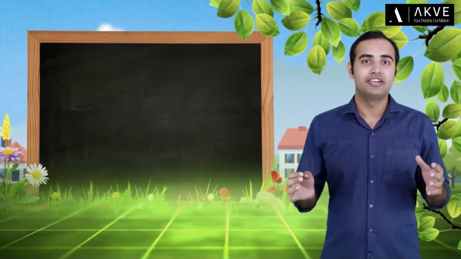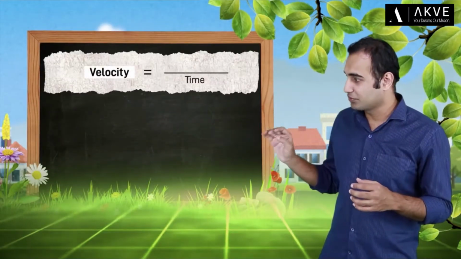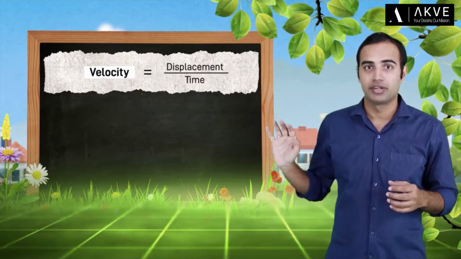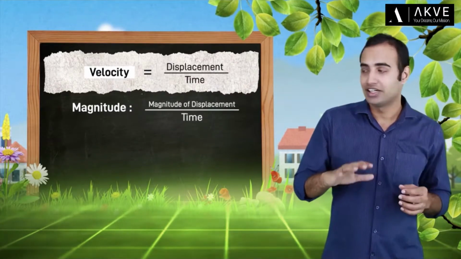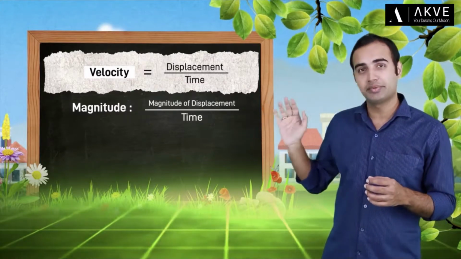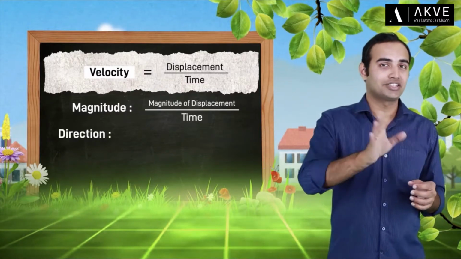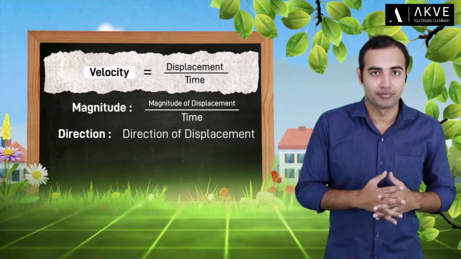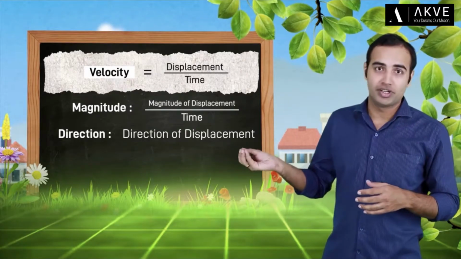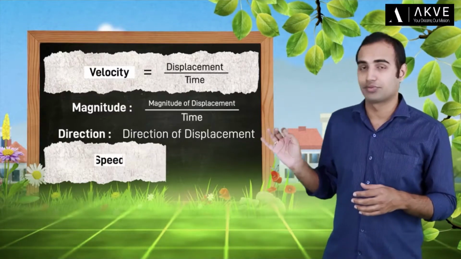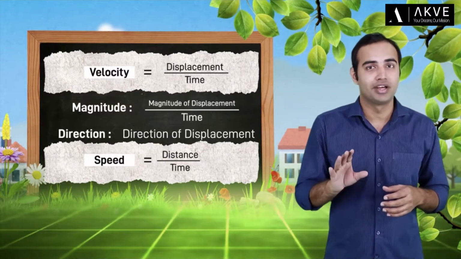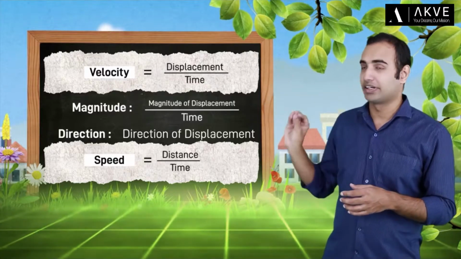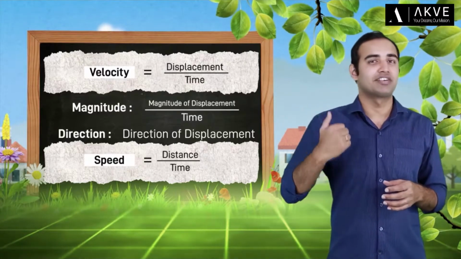Now, mathematically, we write this as velocity is equal to displacement divided by time. The magnitude of velocity is equal to the magnitude of displacement divided by time, while the direction of velocity is same as the direction of displacement of the object. Now compare this with the formula of speed, which says speed is equal to distance divided by time. So velocity is displacement divided by time, while speed is distance divided by time.